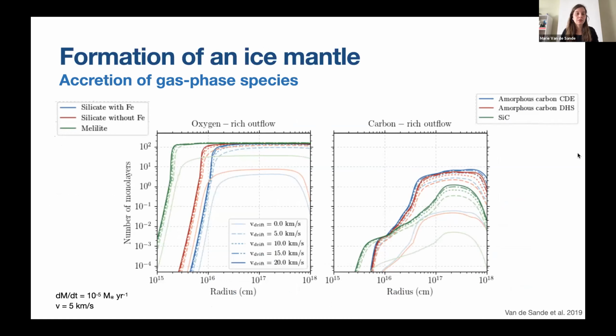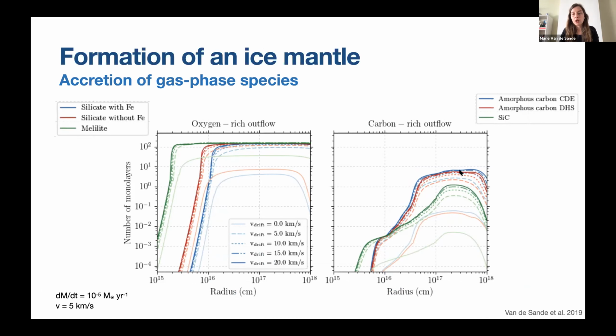And this leads to the formation of an ice mantle. Here I show you the number of monolayers of ice on top of the dust in an oxygen-rich and a carbon-rich outflow. This is for a very high density outflow, so it is a best case scenario. Different colors correspond to different types of dust. The main difference that you can see here is that oxygen-rich outflows easily achieve more than 100 monolayers of ice, whereas the carbon-rich one barely reaches 10 monolayers.